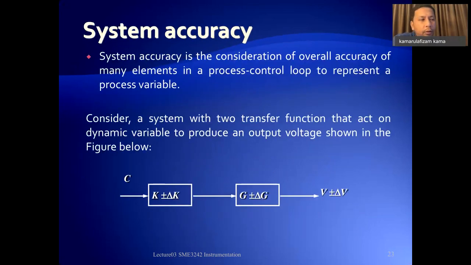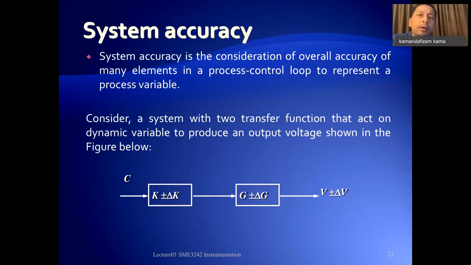So the next one I'm going to talk about is basically system accuracy. Previously, we were talking about the character of any single unit of an instrumentation system. For example, you look at the sensor itself, or the signal conditioner block, or some other components in the instrumentation system. These are single units, so you can describe the character, the error, and the accuracy using that one method.